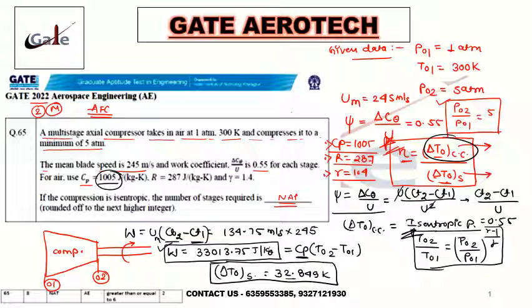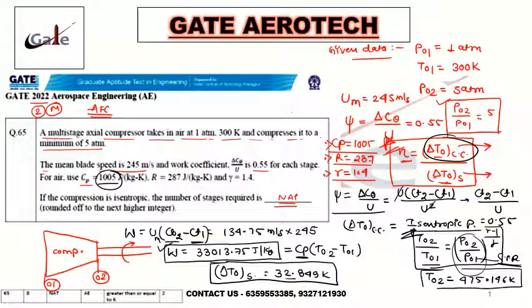So from here you can directly calculate T02, because you know T01 and you already know P02 by P01. This is nothing but your compressor pressure ratio, right? Using the isentropic relation, because they have said the process is isentropic, we need not consider any losses, and you can directly use the isentropic formula and calculate T02, which is 475.146 Kelvin.